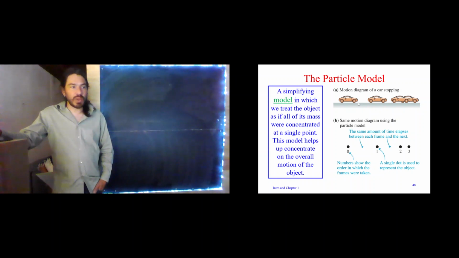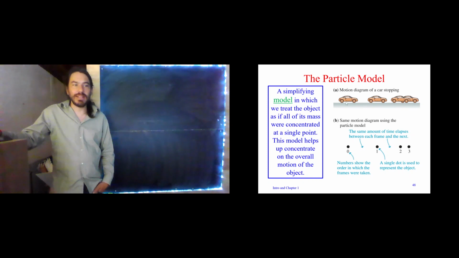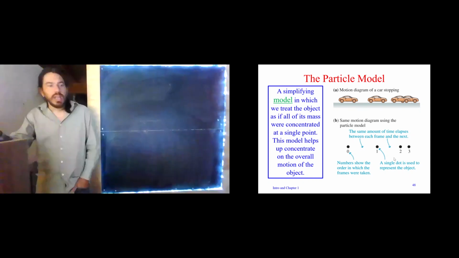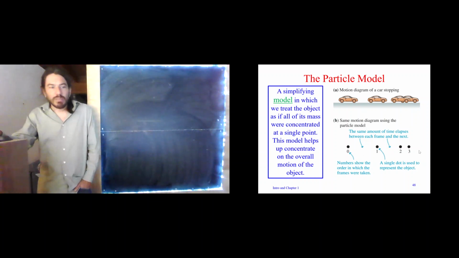And so now this is the motion diagram of a car stopping. And we can see, how can we tell it's stopping? Well, again, the pictures are taken with equal time intervals between them. And we see that the car is traveling less distance in an equal amount of time. Less distance in an equal amount of time is less speed. This must be a car coming to a stop. The motion diagram using particles looks just like this.